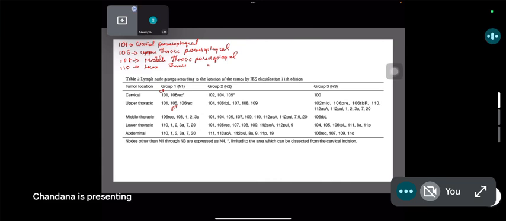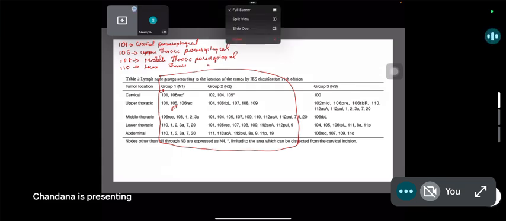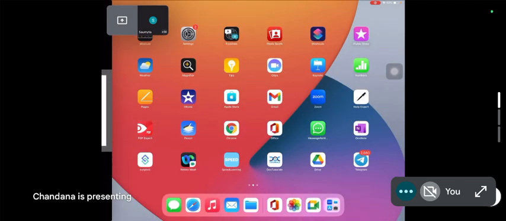So now we'll come to what the group 1, group 2 and group 3 lymph nodes are. Standard 2-field lymphadenectomy means we should remove group 1 and group 2 lymph nodes. Okay, this differs for different locations.